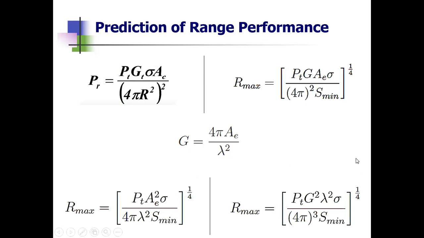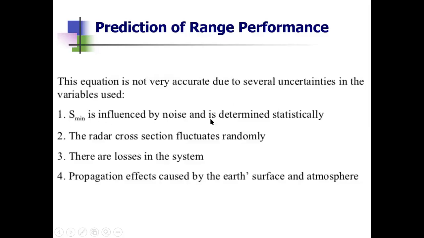Now this range equation focuses on R max. But the problem with this range equation is the receiver noise, which we were not considering in module 1. In practice, these equations do not actually predict the range performance, though they are supposed to do it. With the R max equation, the actual range might only be half predicted. That is because of several reasons. The first reason for the uncertainty is that S-min, the minimum detectable signal, is influenced by noise, that is the receiver noise, and is statistically determined. The statistical nature of minimum detectable signal, that is the first issue.